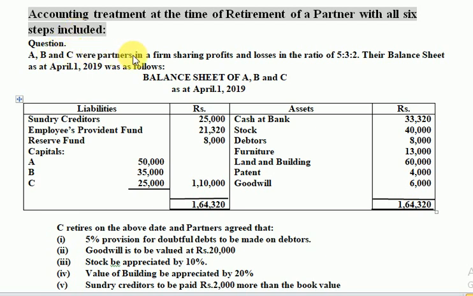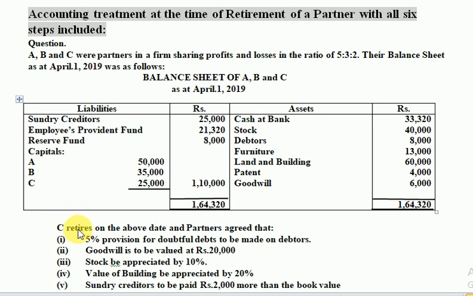A, B and C were partners in a firm sharing profit and losses in the ratio of 5:3:2. This becomes their old ratio. The balance sheet as at 1st April 2019 stood at this position. So here are the assets and here are the liabilities with the capitals of A, B and C. Further, there are adjustments given and here it goes.